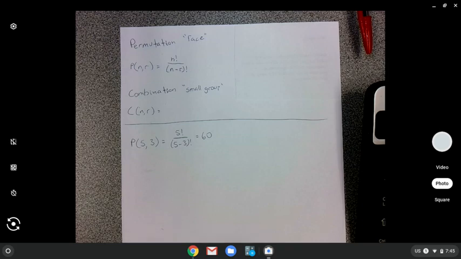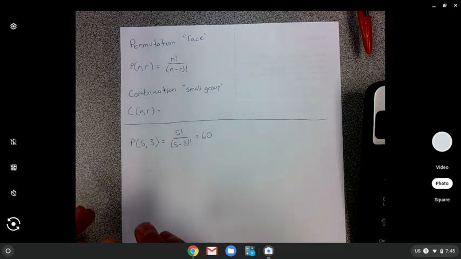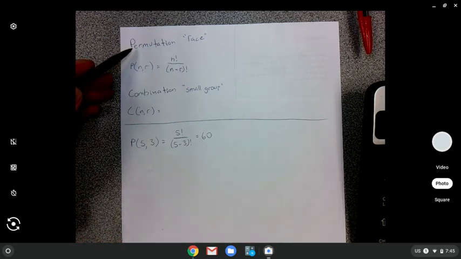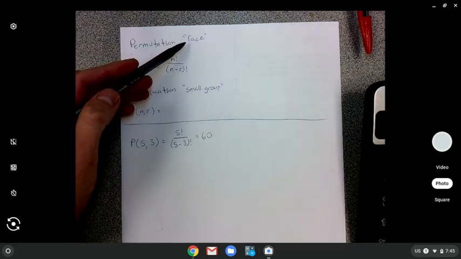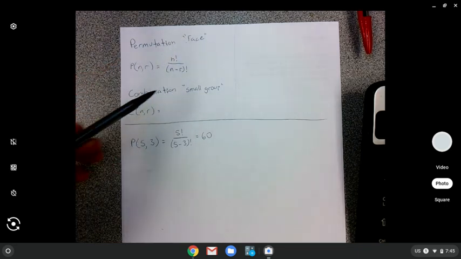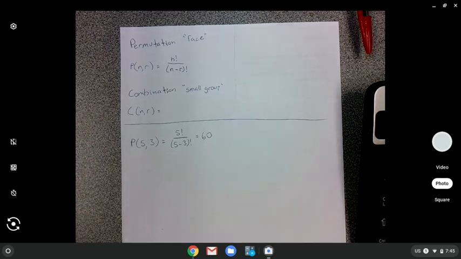I'm putting it in parentheses because it's not technically a small group, but that's a good way of thinking about it. Just like a permutation isn't technically a race, but the order does matter. And a race is an easy way to think about it. Small group is an easy way to think about a combination.